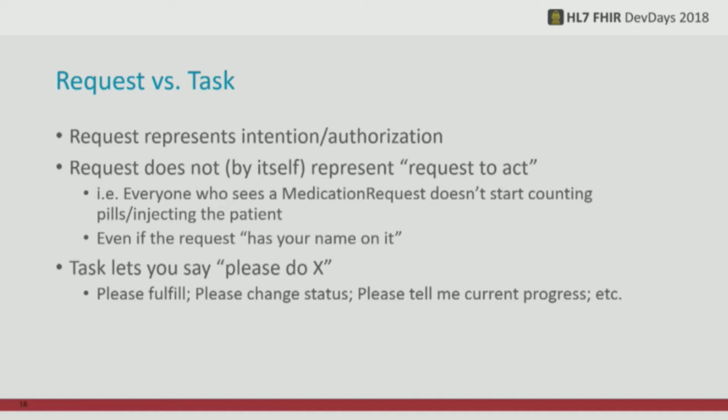And we have a separate resource that we introduced in release 2. It was actually 2 resources called order and order response. They were theoretical and hadn't been well exercised and were actually somewhat broken, so they don't work very well. If you're implementing STU2, come talk to us about how to make them work. But in release 3, we introduced task for this purpose of saying, I would like something to be done. And task is our generic workhorse anytime that we want to ask for something to be done. Whether that is please fulfill, please change status, please tell me the current progress, all of those can be done with task.